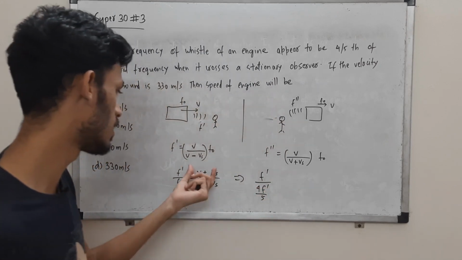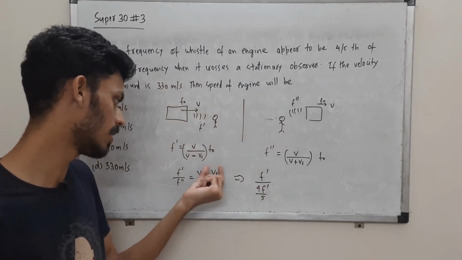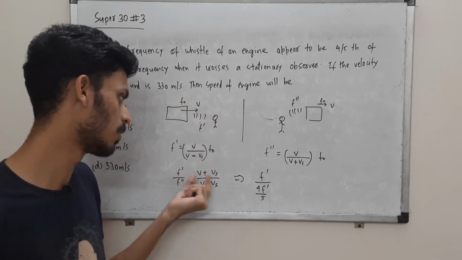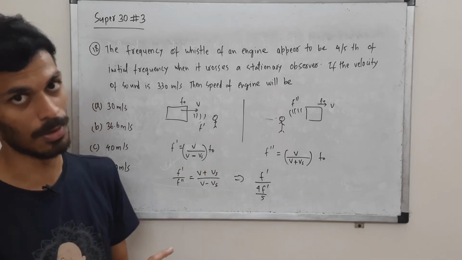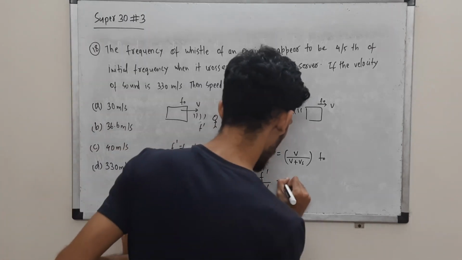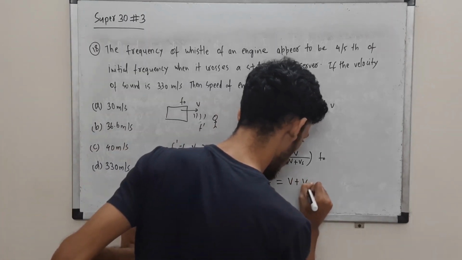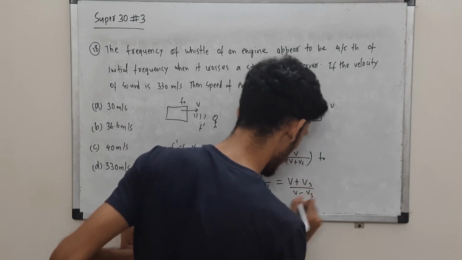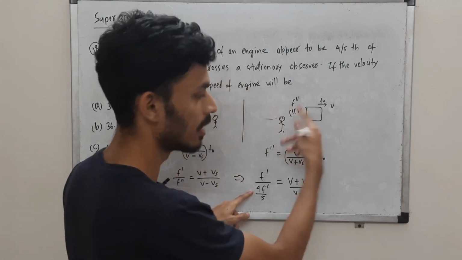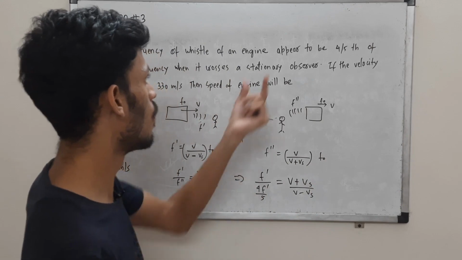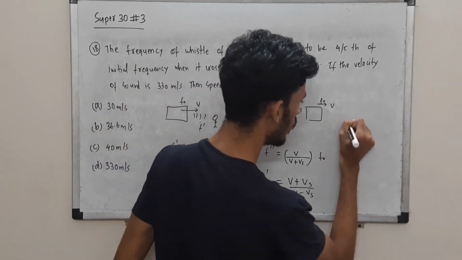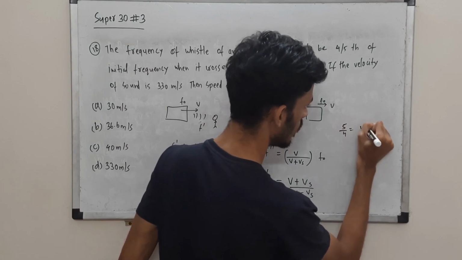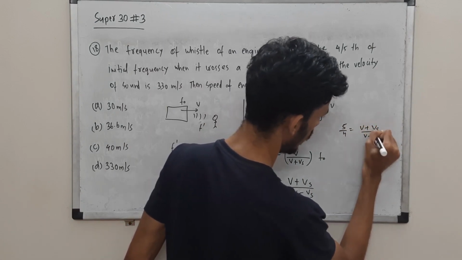Or you can see this in the numerator we have v plus vs and it is v minus vs. So in the numerator there is the bigger number, so this ratio will be 5 by 4. Please don't get confused by that, otherwise you might not get the answer. So initial is f dash, this is the second case, right? So this becomes 4/5 of the initial. Clear? So this 5 by 4 is v plus vs on v minus vs.